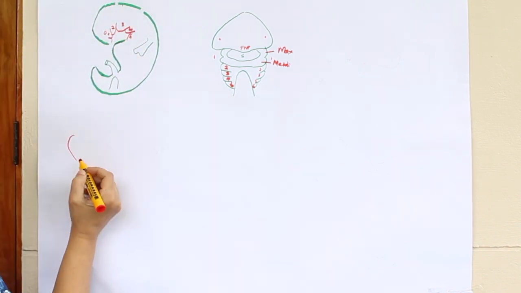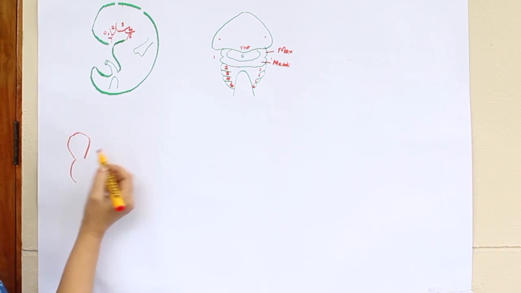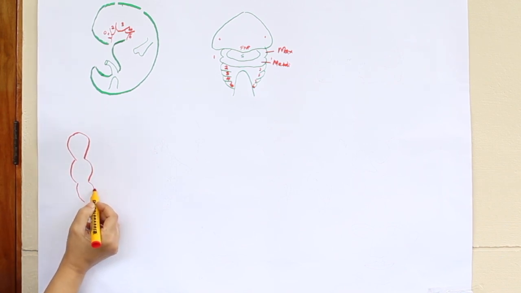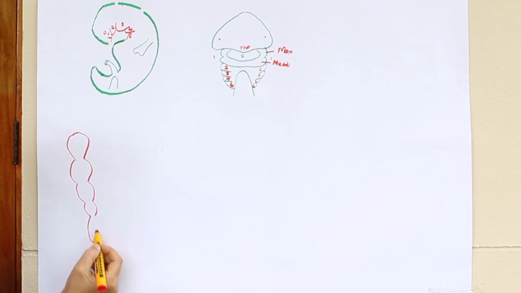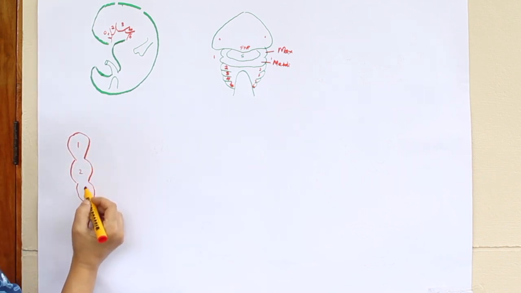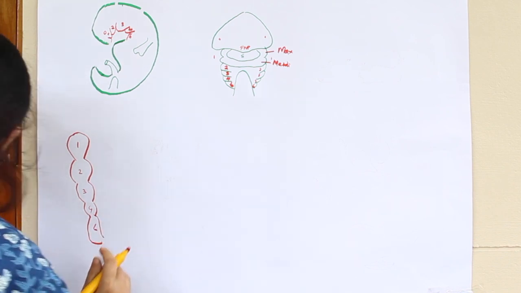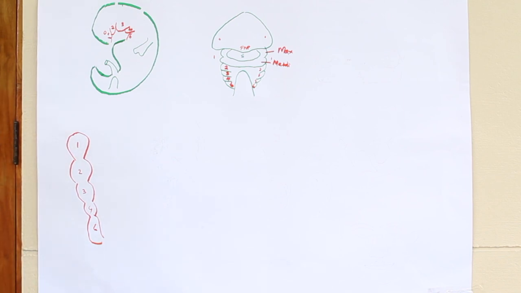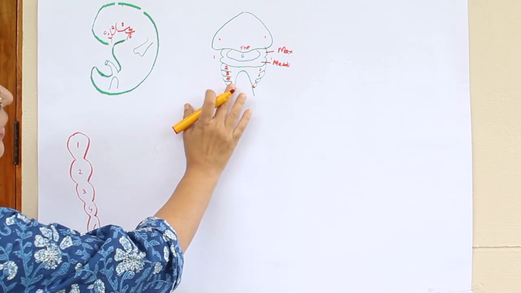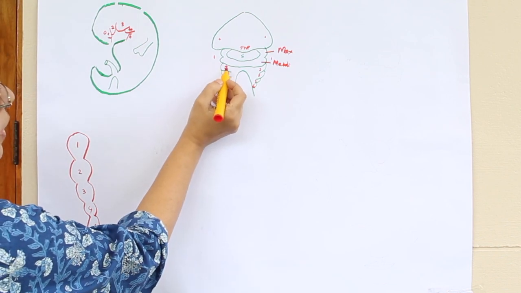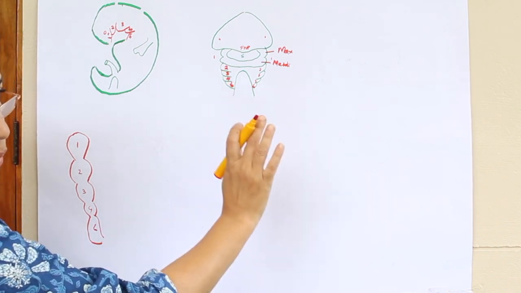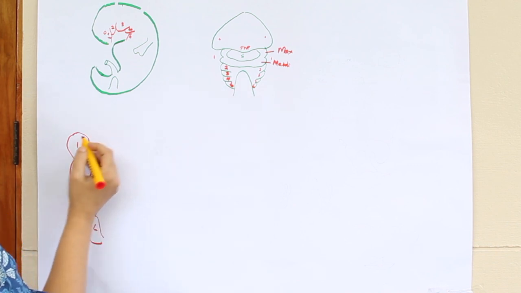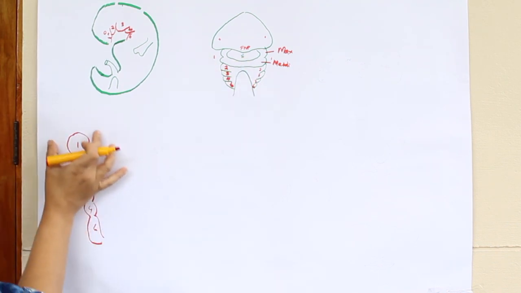I am drawing only this part. So the first one, second, third, fourth, and sixth. There are 6 branchial arches, but the fifth one involutes during development. So it is not contributing to any of the adult structures, and this is the sixth one.